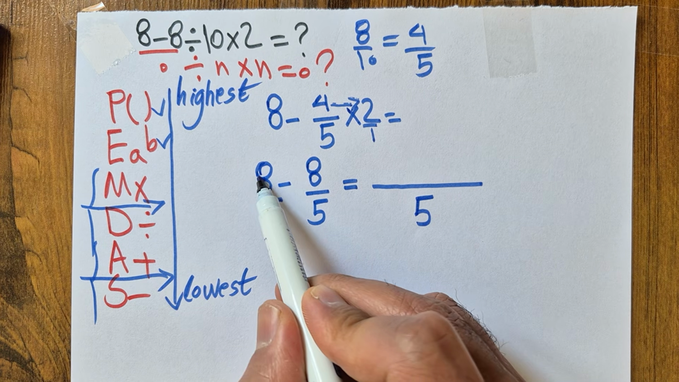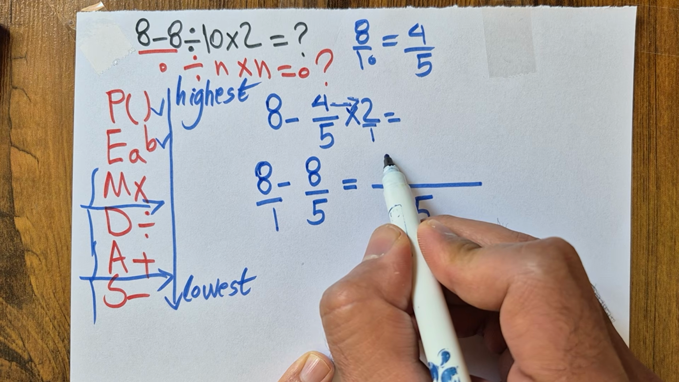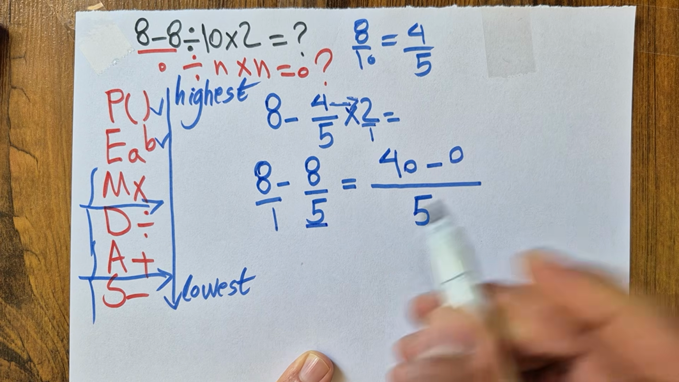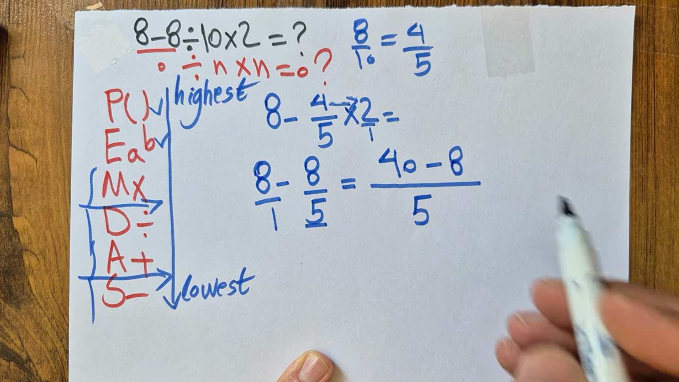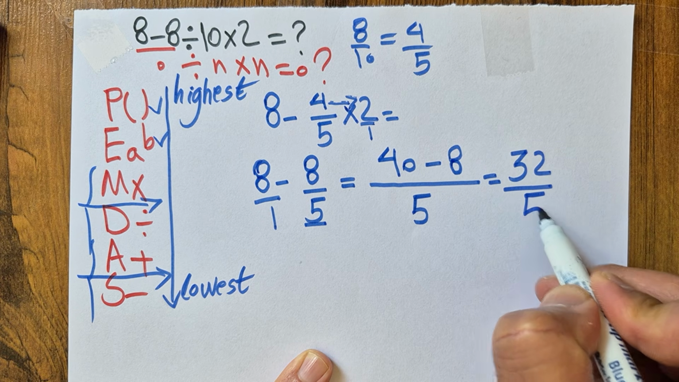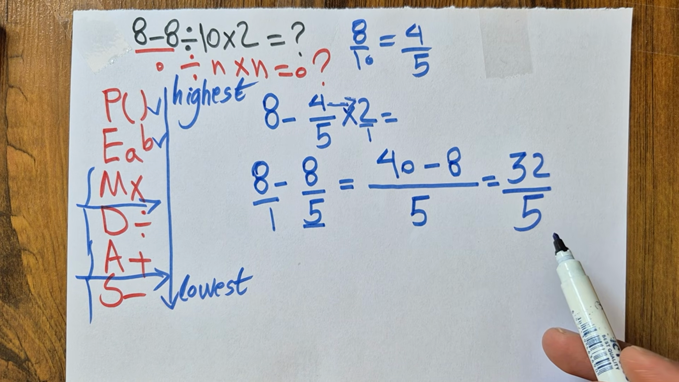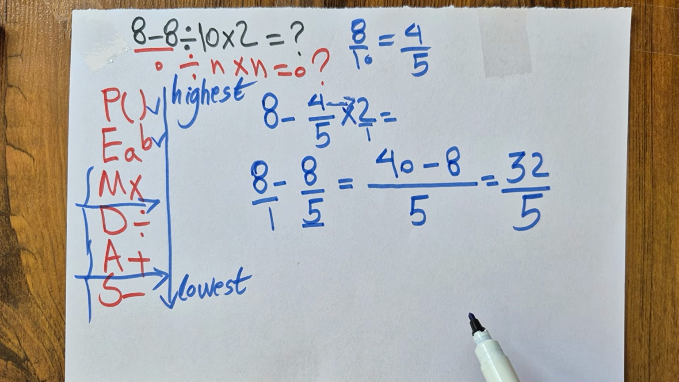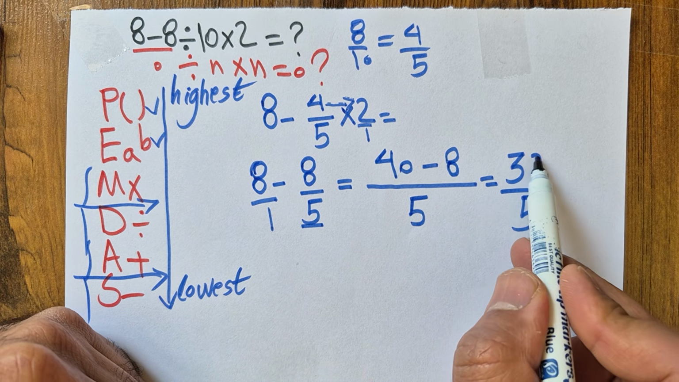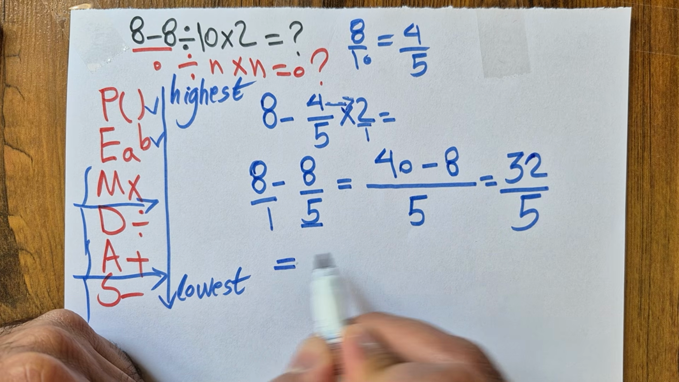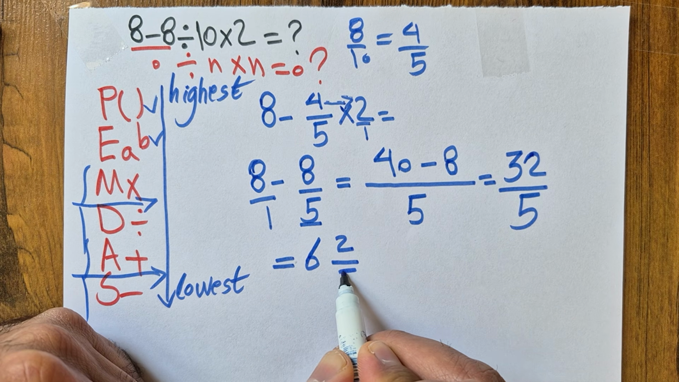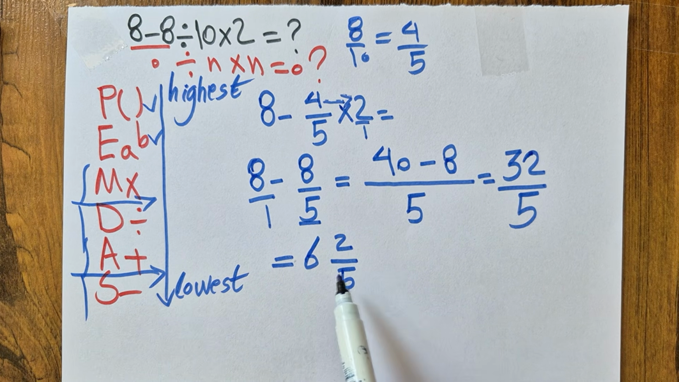And we need to multiply 8 by 5, which would be 40. And then minus 8, because that's the same denominator. So 40 minus 8 gives us 32/5. So that's the final answer. If you want, you can obviously write it as a mixed number. So for example, 6 times 5 gives us 30, and we have 2 as the remainder. So we can write it as 6 and 2/5.